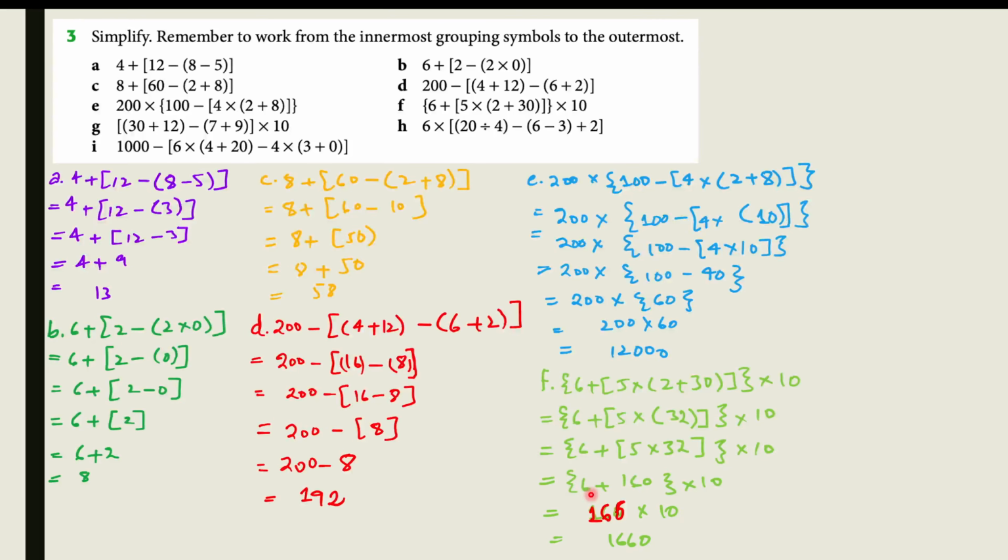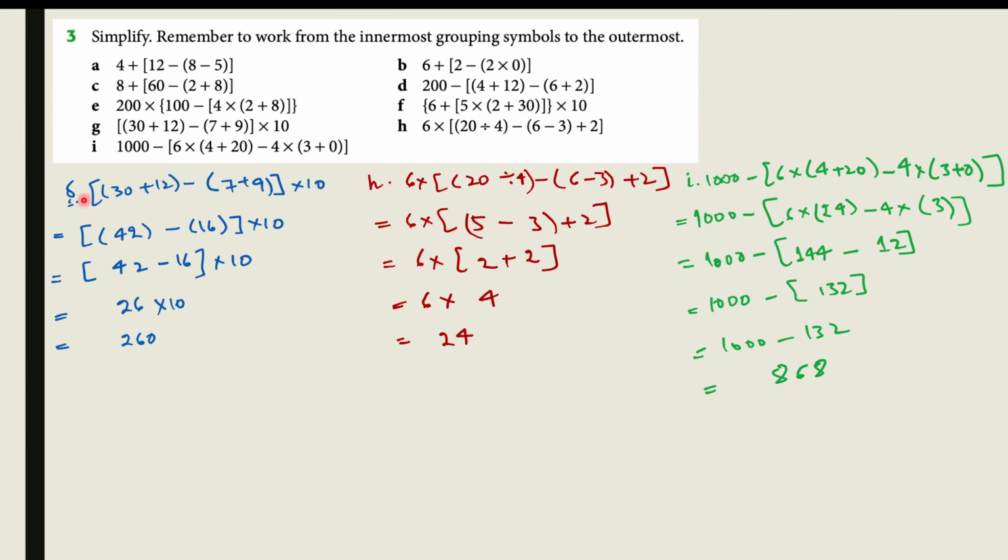Inside the curly brackets, we have 6 plus 160, which will become 166. We have solved the curly brackets, so we have 166 multiplied by 10. So 166 multiplied by 10, we will have 1660.